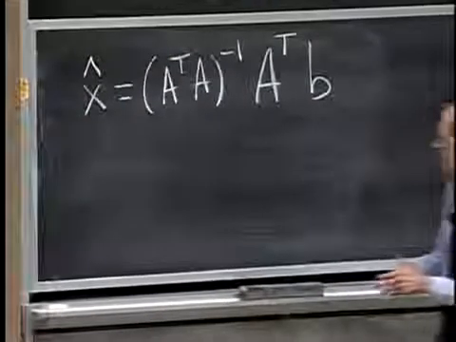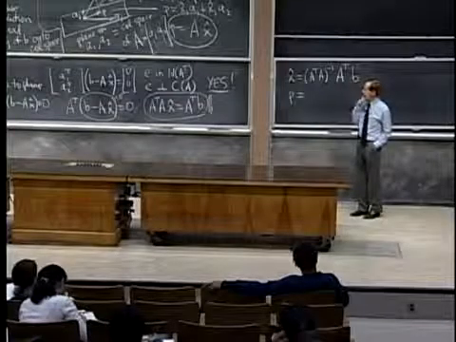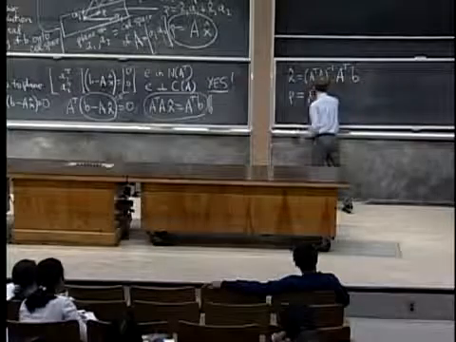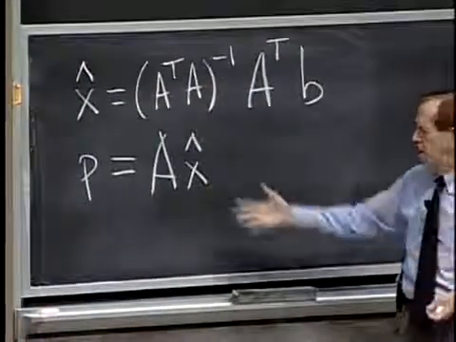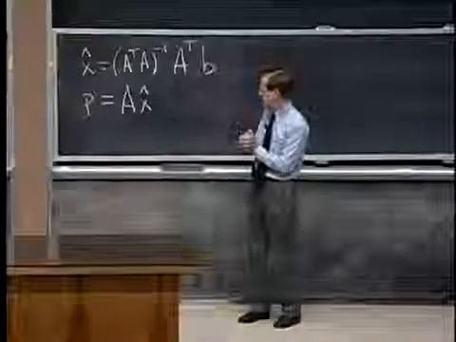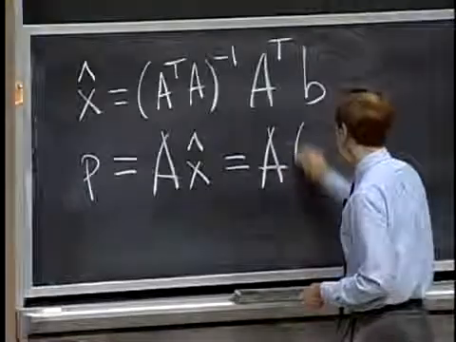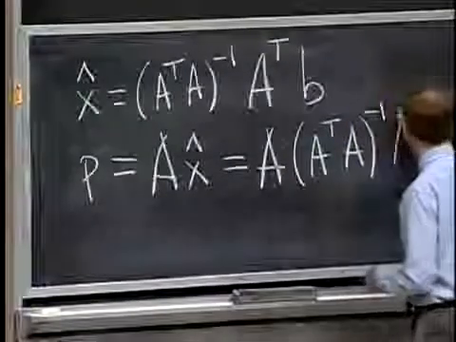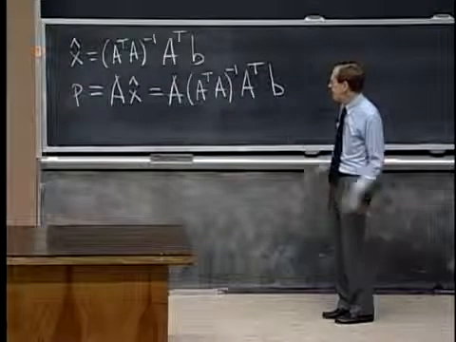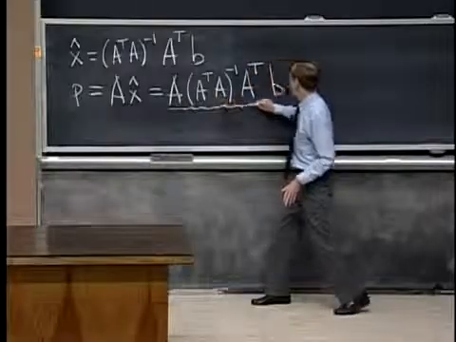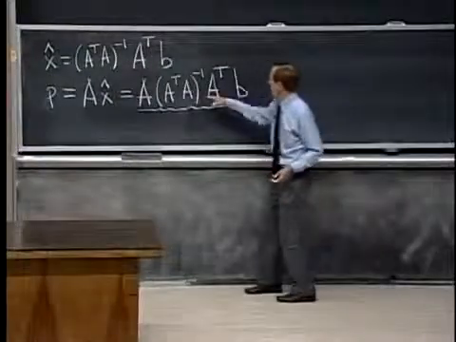What's the projection? That's more interesting. The projection is A x hat. That's how x hat got into the picture in the first place. x hat was the combination of columns, I had to look for those numbers, and now I found them, the combination of the columns of A that gave me the projection. So now I know what this is. I multiply by A: A times A transpose A inverse A transpose B. That's looking a little messy, but it's not bad. That combination is our magic combination.